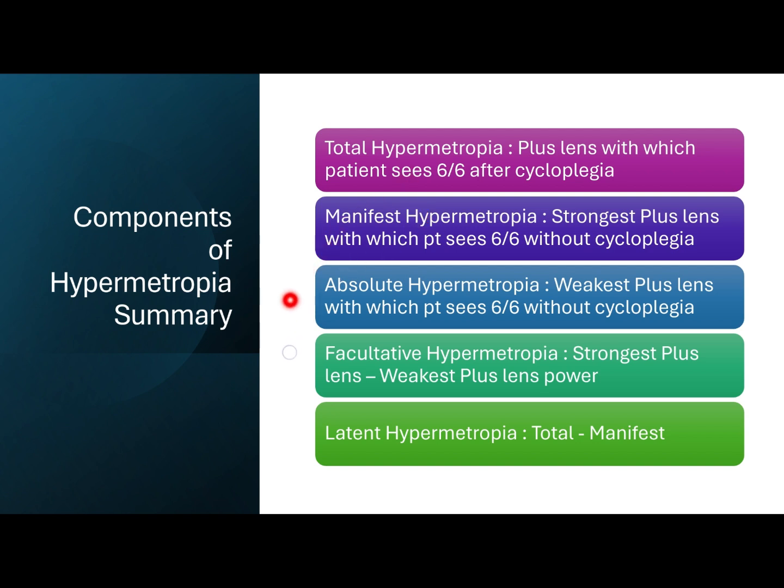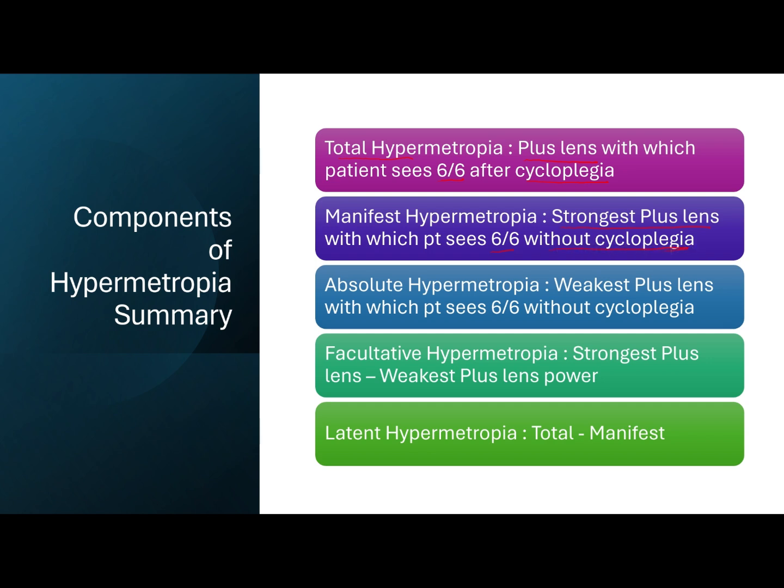So, a summary of the components. What are all the components of hypermetropia? One is total hypermetropia. As I already told you, it is the plus lens with which a patient is 6/6 after cycloplegia. Okay. Now comes manifest. Here, the important thing is the strongest plus lens with which the patient is 6/6, the best corrected visual acuity without cycloplegia.